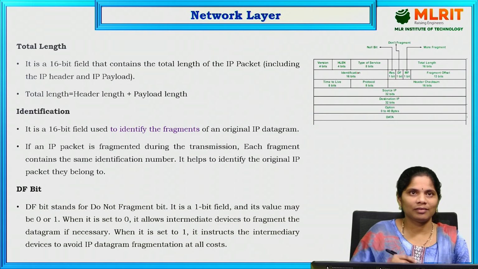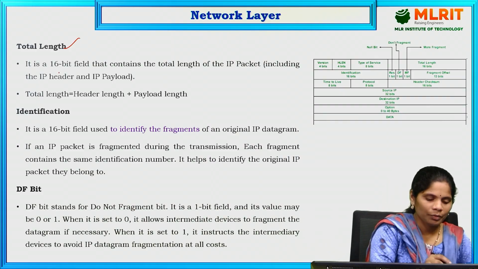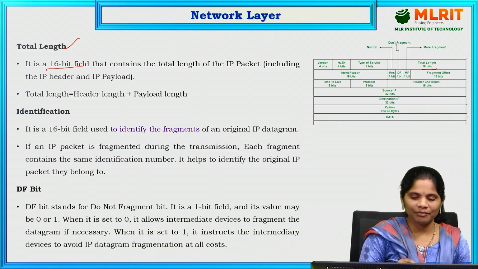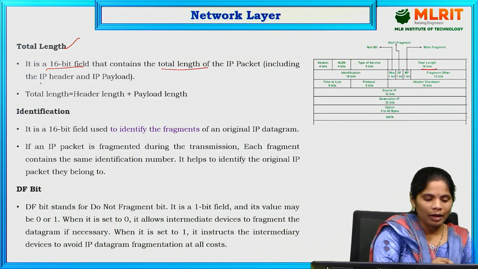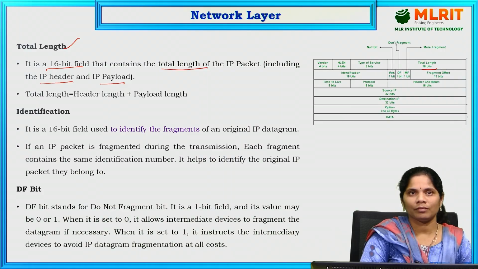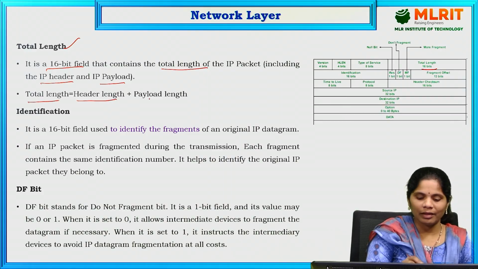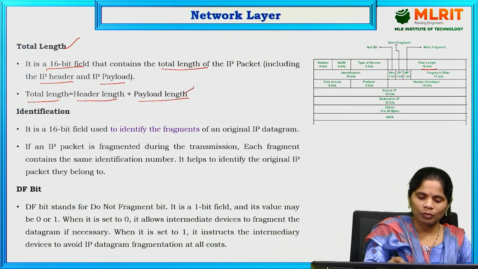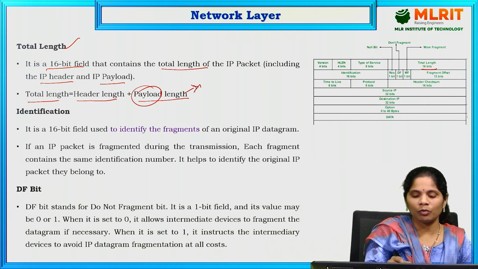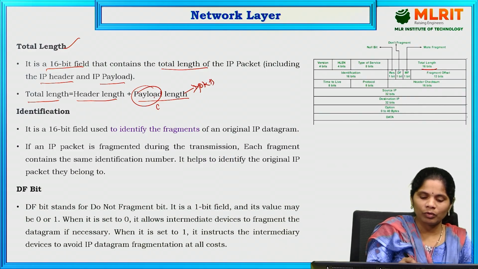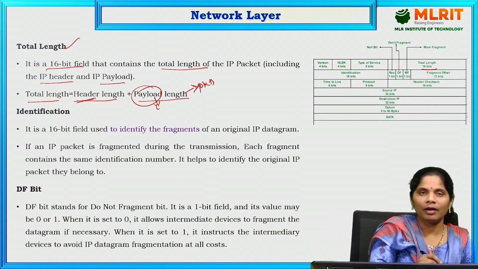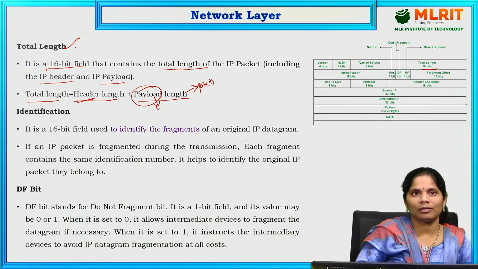And the next one is the total length. Total length is a 16-bit field. It is talking about the length of the total IP packet, including the IP header as well as the payload. Payload length means the total length but excluding the header. Payload is talking about how much data is going to be transmitted. The header is not included in the payload field. That's why it is the total length.